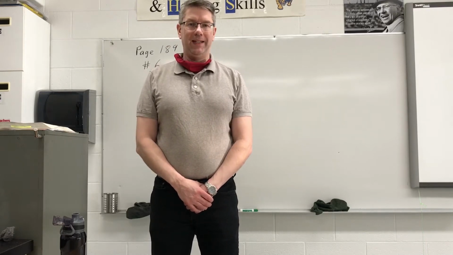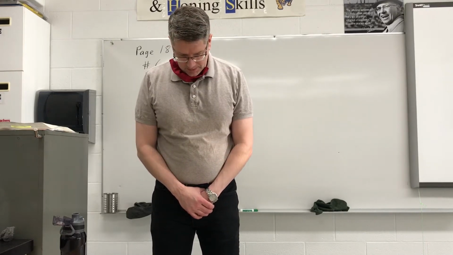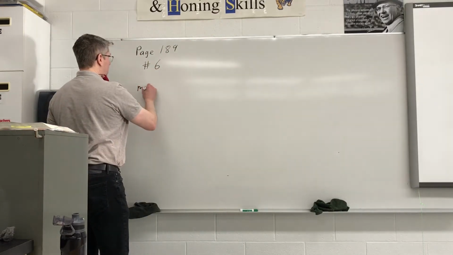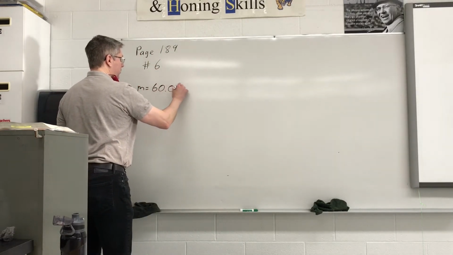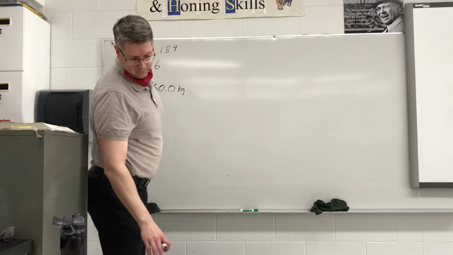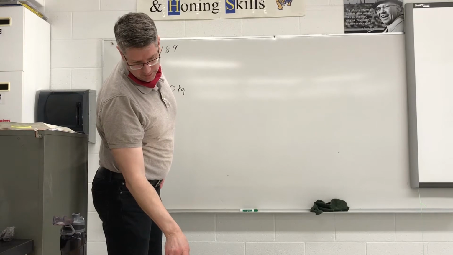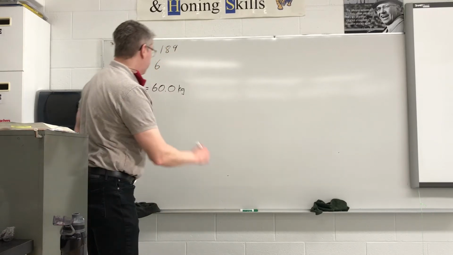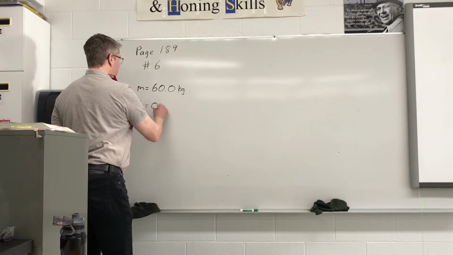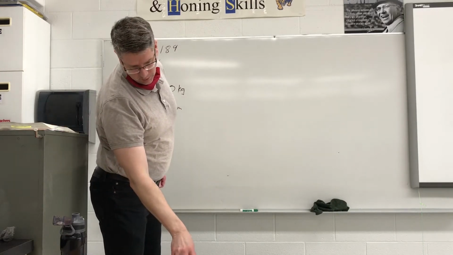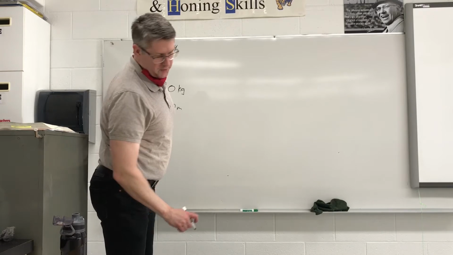Page 189, question number 6. A 60 kilogram athlete, so we have mass of 60.0 kilograms, jumps vertically upwards from the ground to a height of 0.910 meters. So the height, 0.910 meters. What was the athlete's initial vertical speed?